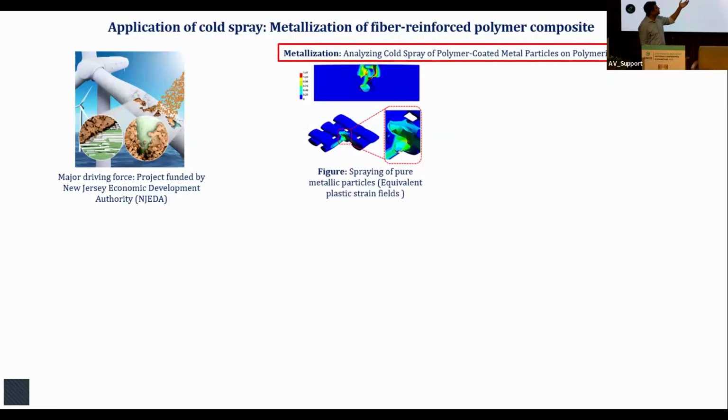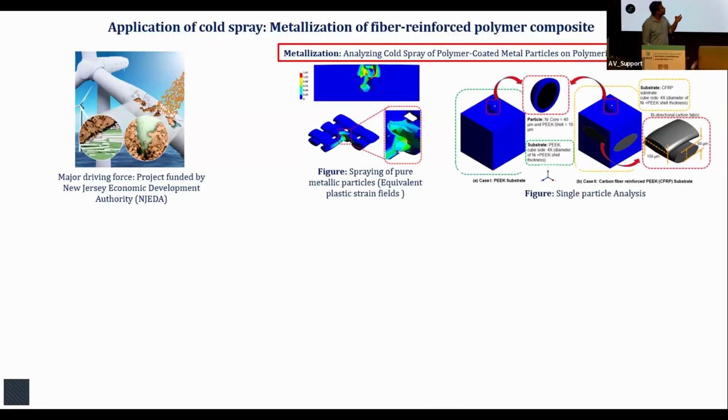When we were spraying pure nickel particles on our composites, it damaged all the fibers. So we came up with an innovative idea of modifying our particles. Now we have coated our particle with a polymer. That single particle is micron size and it is coated with polymer. And now we are spraying those particles.